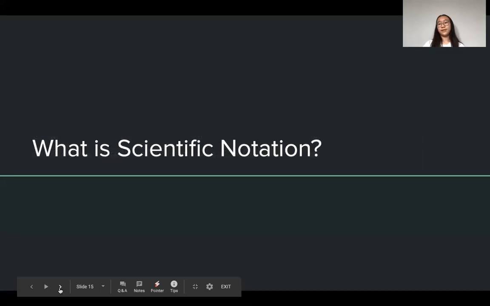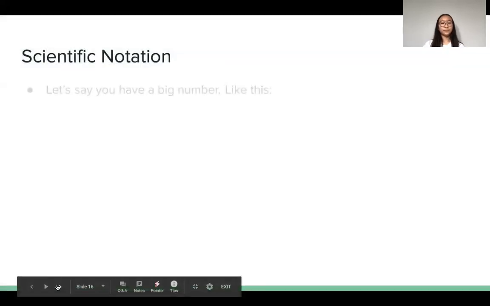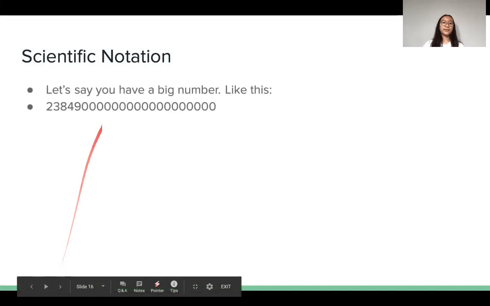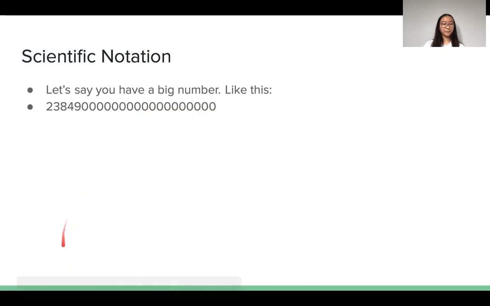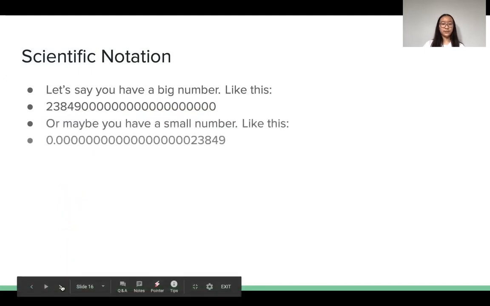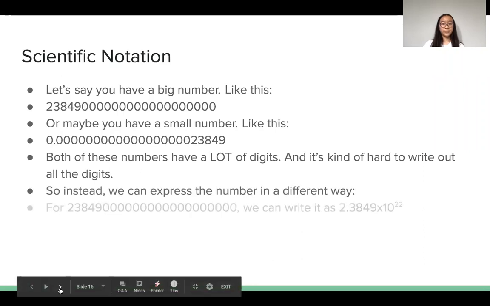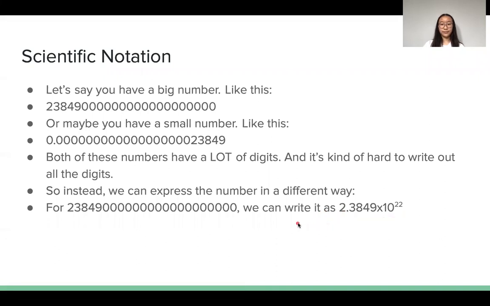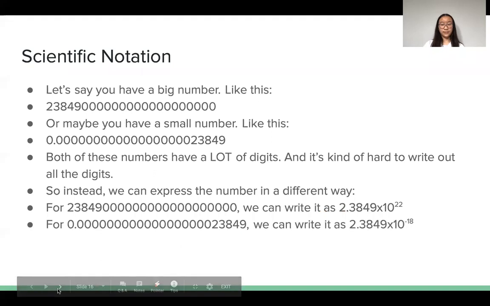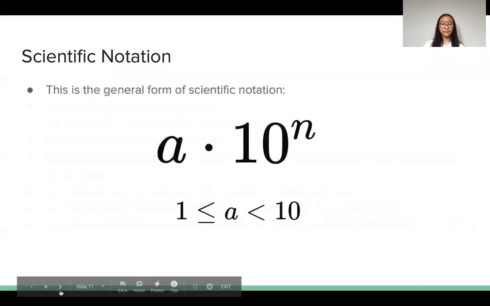Okay, scientific notation. So you have this massive, massive number, or maybe you have this really, really tiny number, but you want to express it in a more easy way to read. And that's where you use scientific notation. So here you represent this big number as 2.3849 times 10 to the 22nd. So how do you convert to that? Oh, and here you can also write 10 to the negative 18th for the really small number.